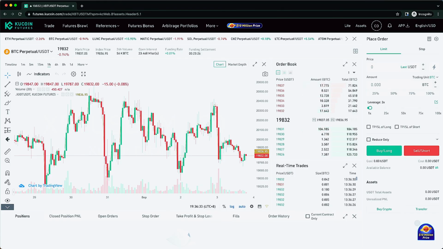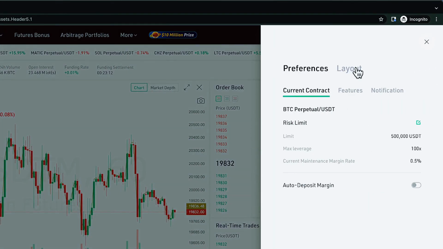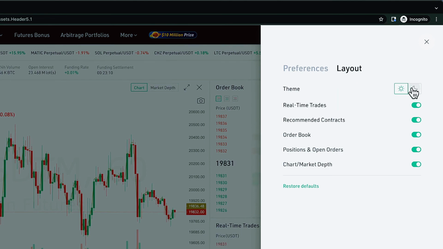That will take us into the trading interface. First thing I like to do here is change to the dark theme because it's a lot better for the eyes, especially when you look at the trading screen for a very long time. So we can come over here, click on Layout, and change the theme.